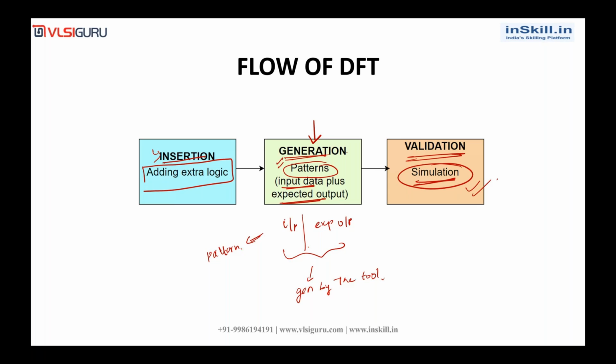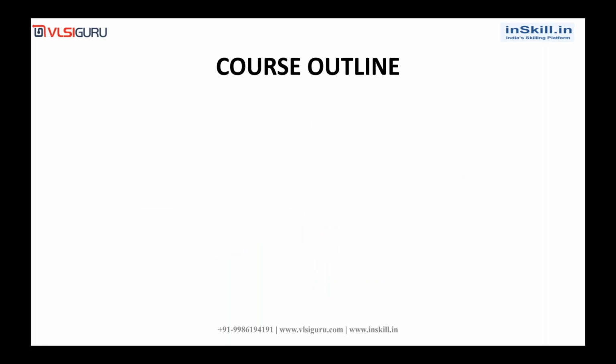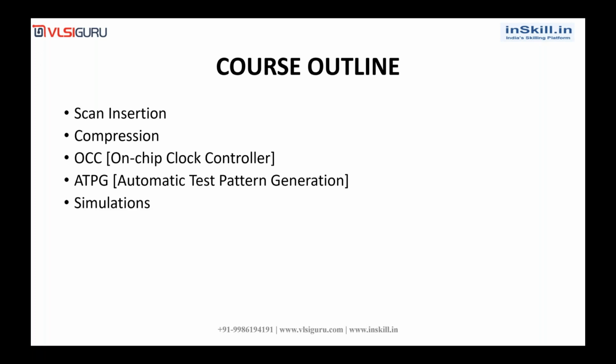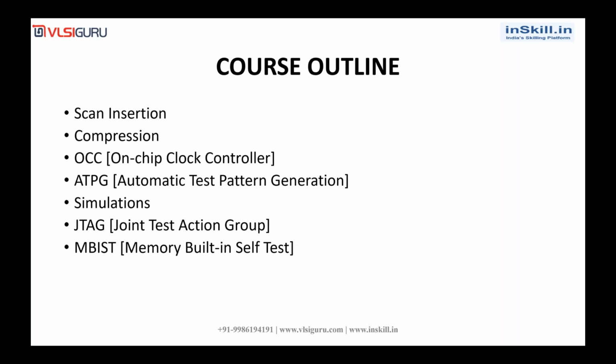Okay. So this is our course outline. So first we will be covering scan insertion, then scan compression, which is nothing but EDT insertion, OCC, on-chip clock controller, ATPG, automatic test pattern generation, simulations, JTAG, Joint Test Action Group, BIST, memory built-in self-test, and B-scan or boundary scan. So these are our course outline.